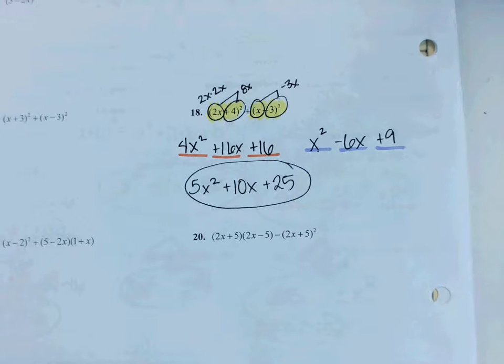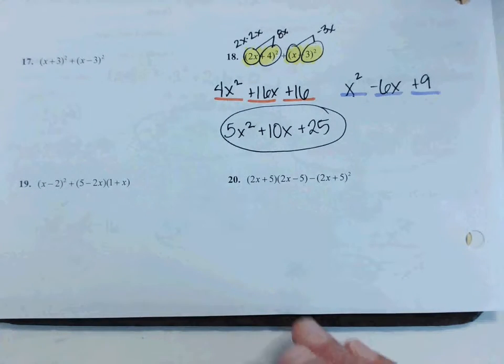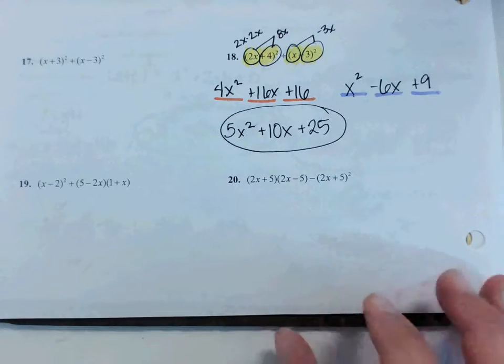Okay, and you can use that shortcut any time that you have a term that's squared. So let's also do number, which one? Number 5. You want to do 20?